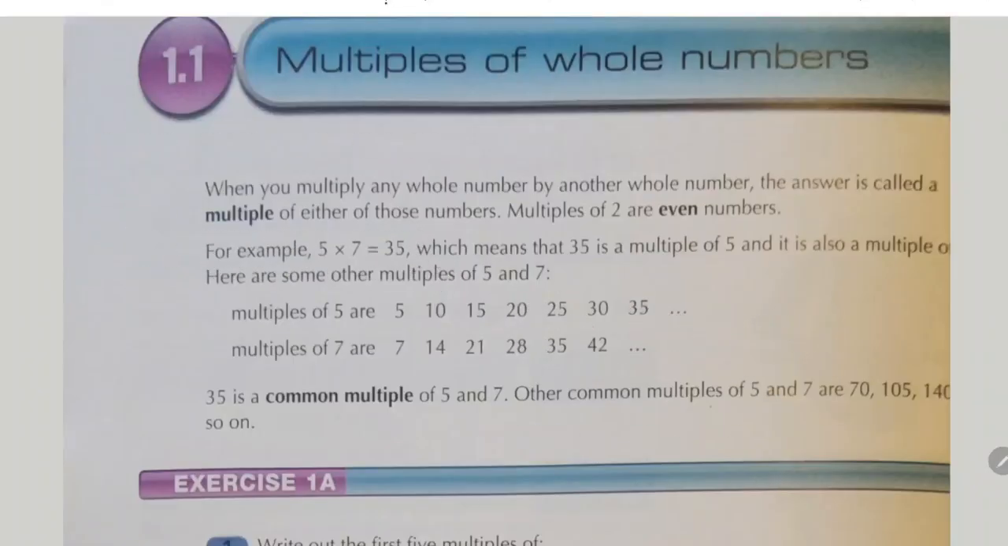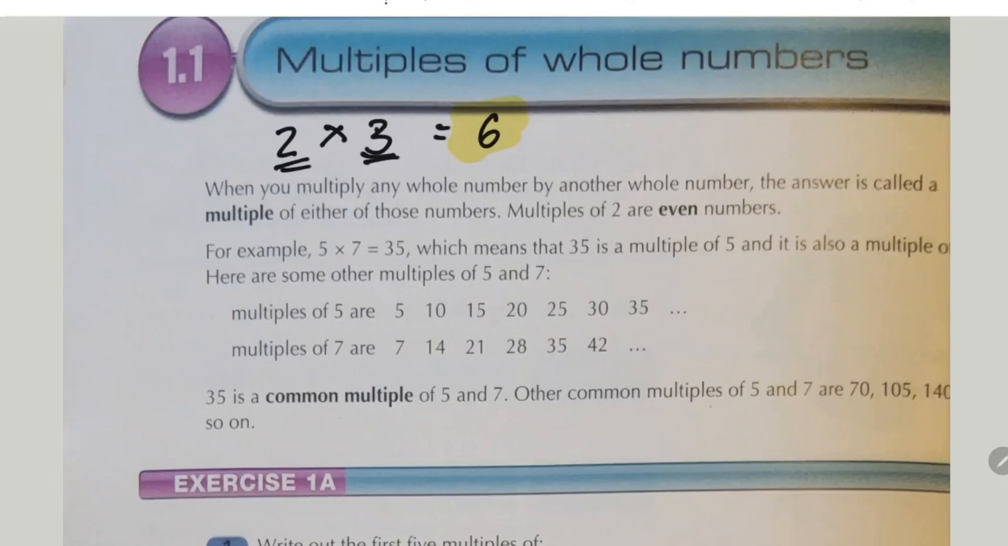Multiples of whole numbers. It's a pretty easy topic. When we multiply two numbers, for example 2 and 3, the answer is 6. So 6 is a multiple of 2 and 3. In easier language, multiples are just the times table of that particular number.